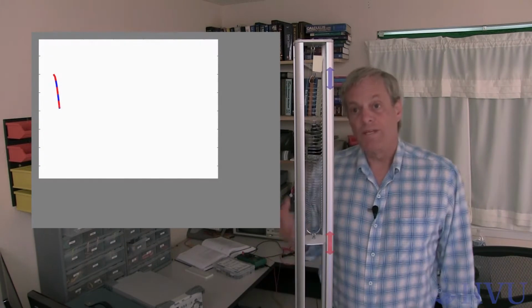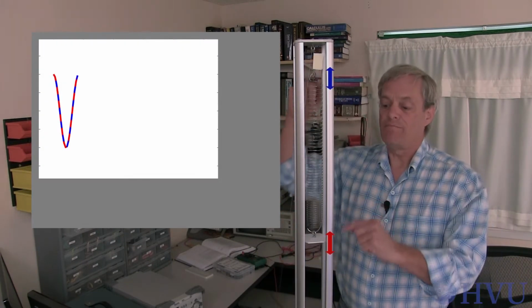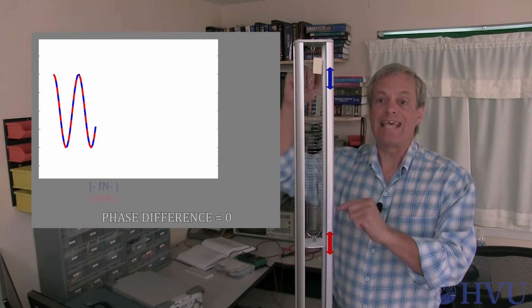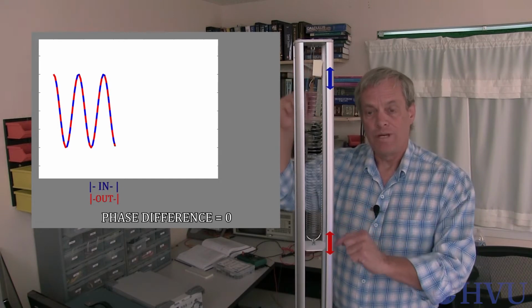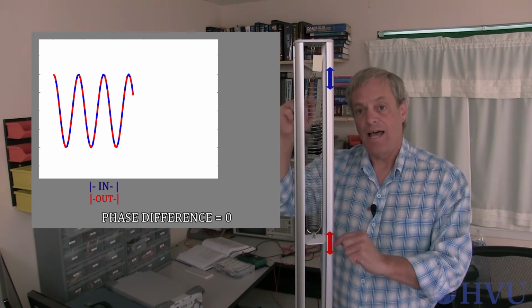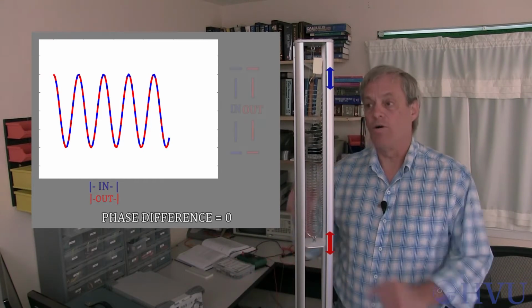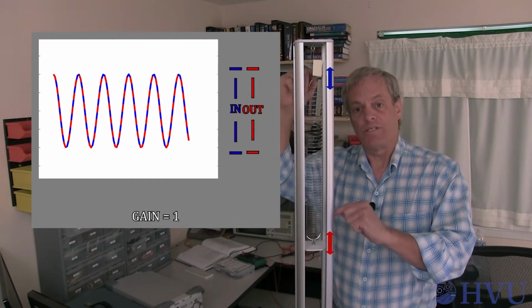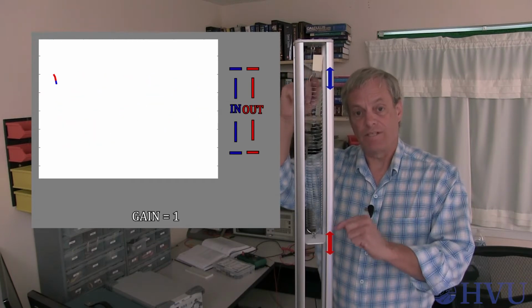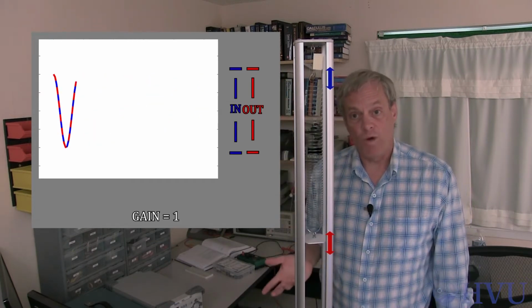At low motor speeds and low frequencies, the top and bottom of the spring are moving the same. They're both going in the same direction at any given time, so the phase difference introduced by the system at low frequencies is 0. Their amplitudes are also the same. The bottom moves the same amount as the top does, so the gain is 1.